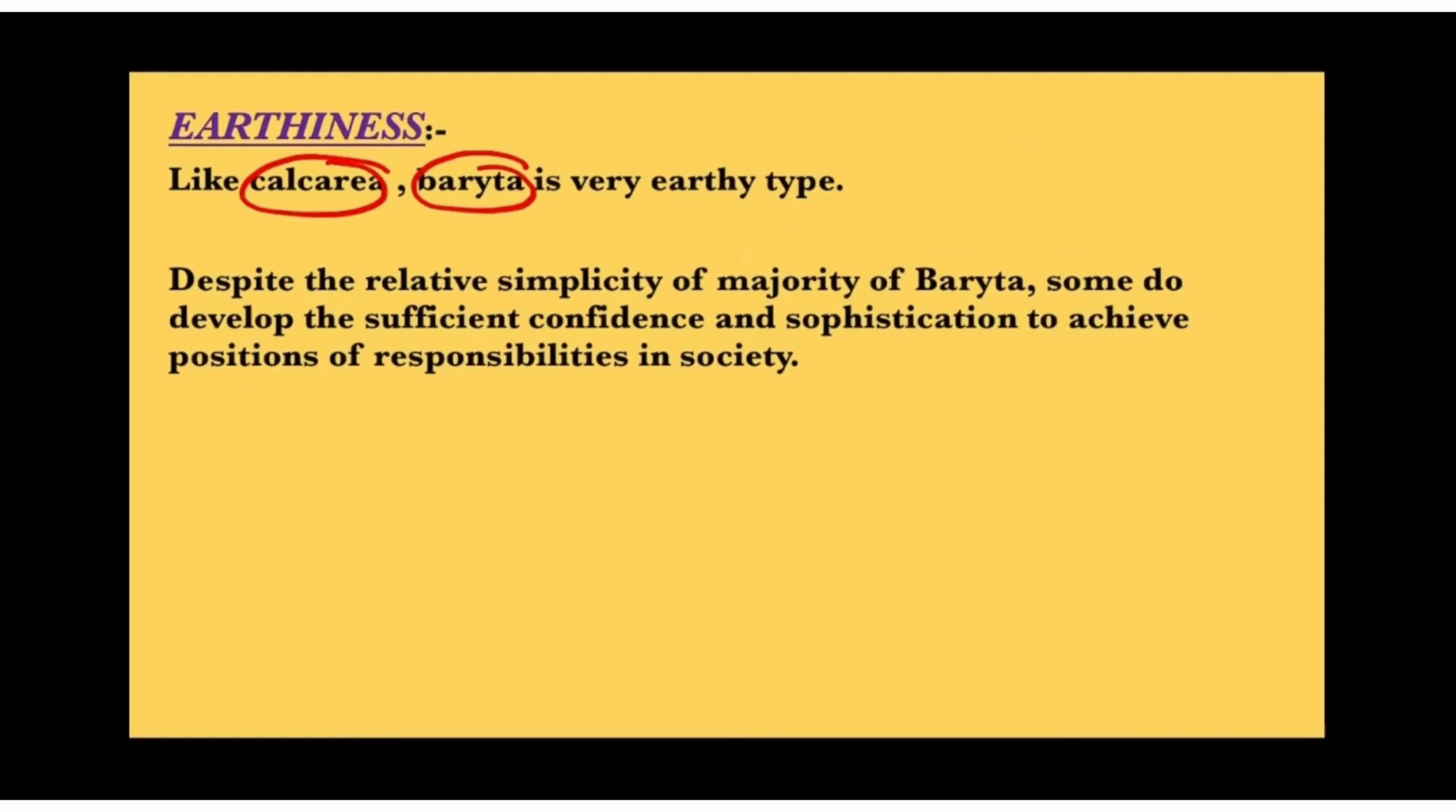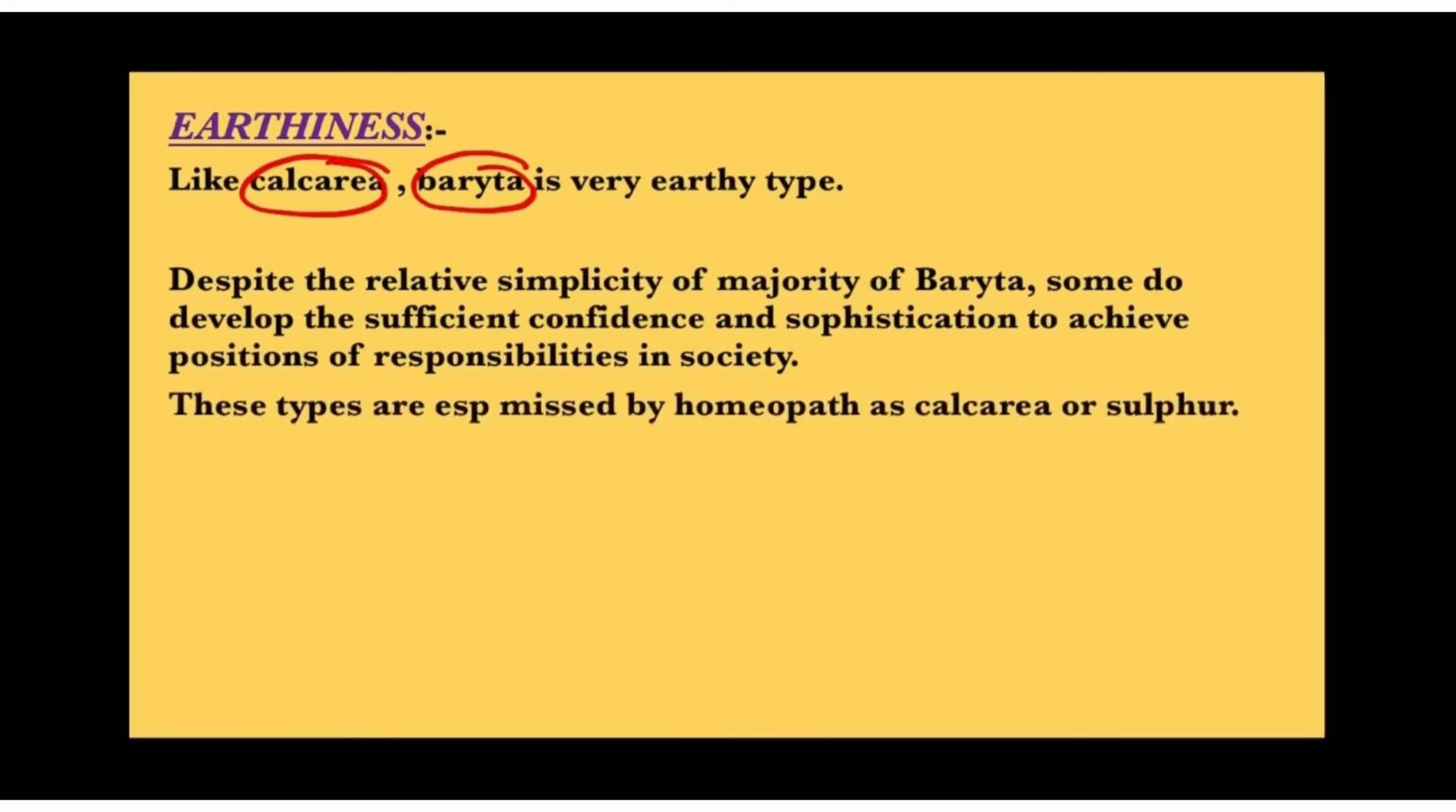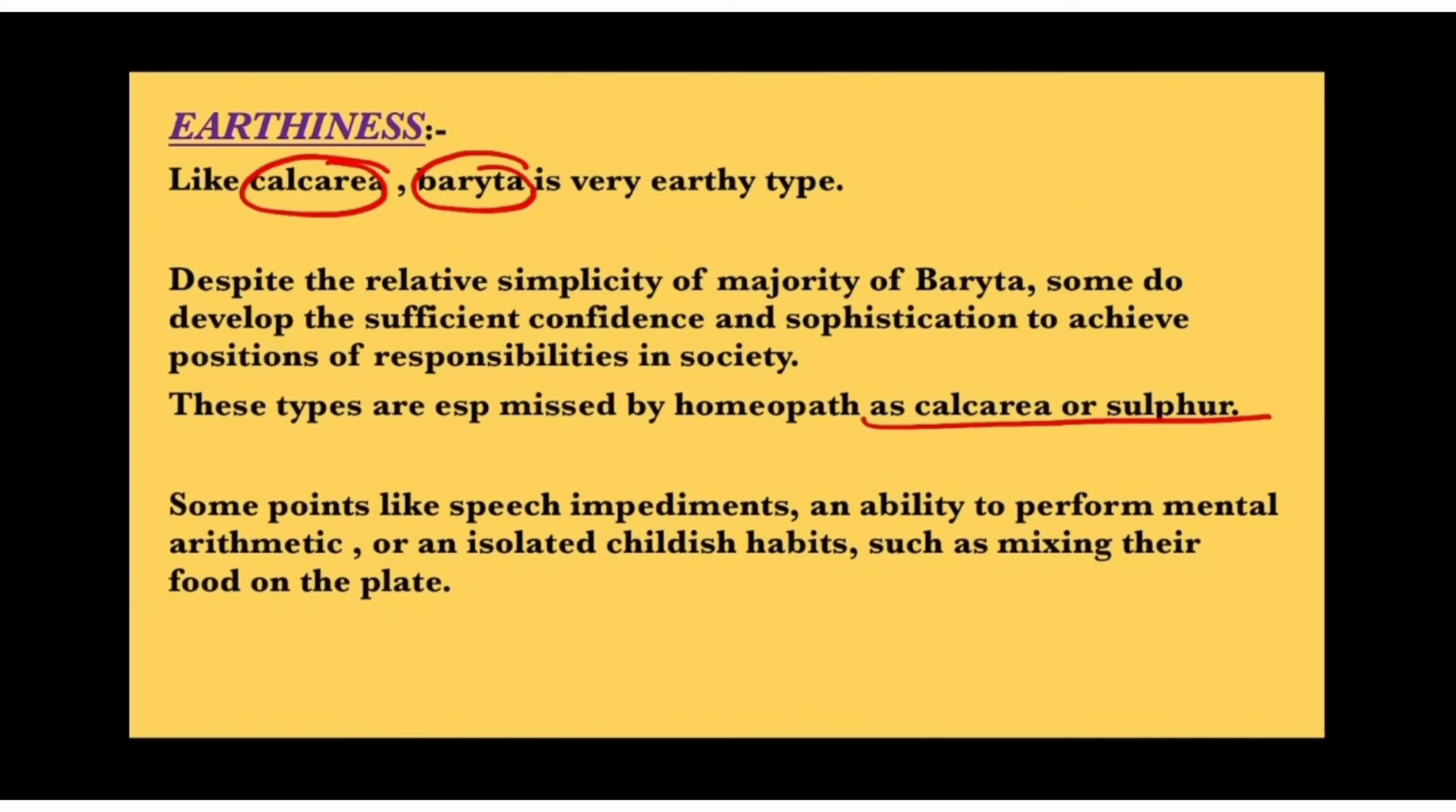These types are especially missed by homeopaths as Calcarea or Sulfur. Even Baryta carb has this kind of character. Some points like speech impediments, ability to perform mental arithmetic, or isolated childish habits such as mixing their food on the plate.